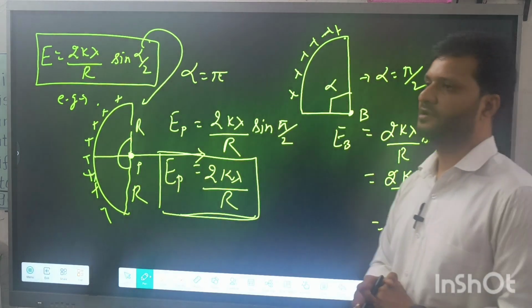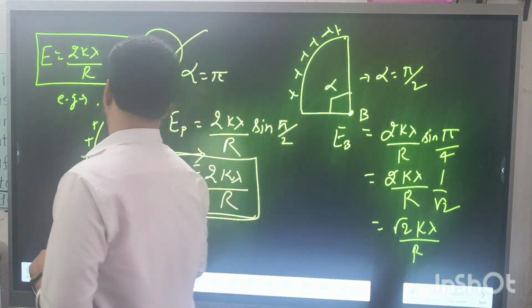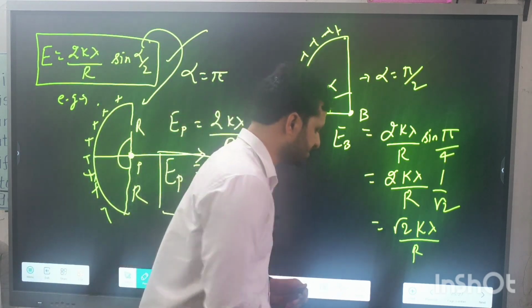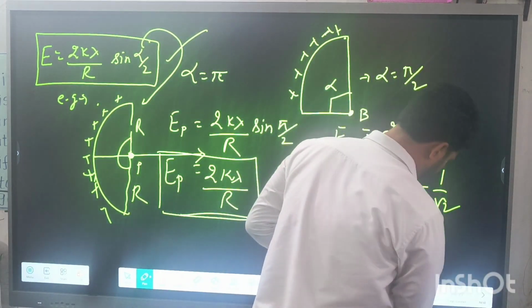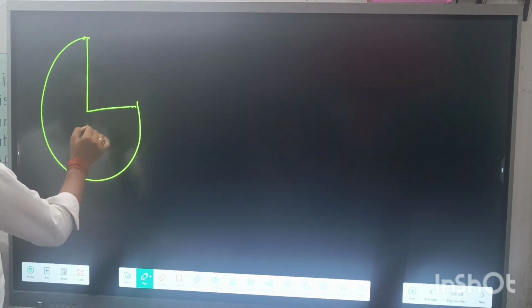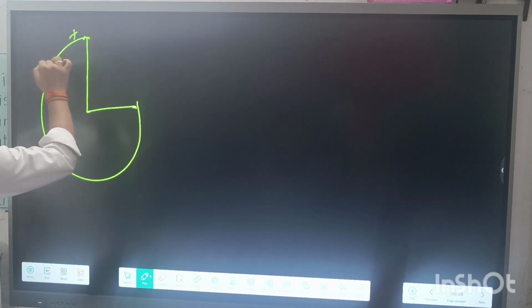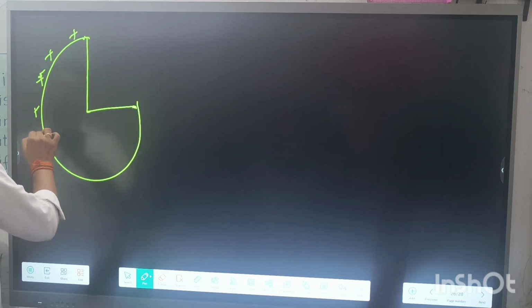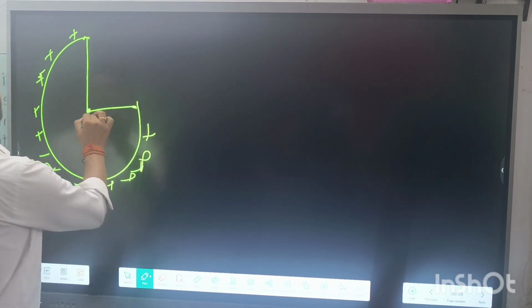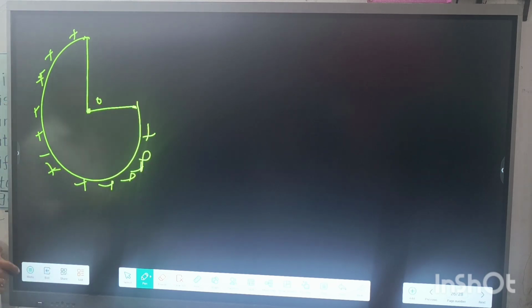Now we have gone through this resultant approach to solve this type of numericals. Suppose I take another one. This is the next problem you will find. You have to find the electric field intensity at point O. How will we find it? What do we observe here?